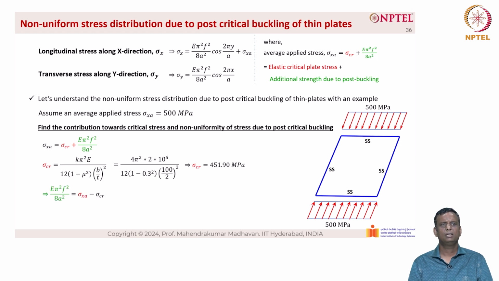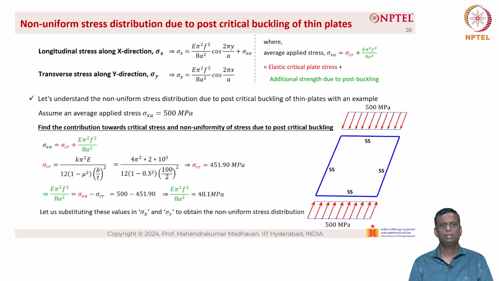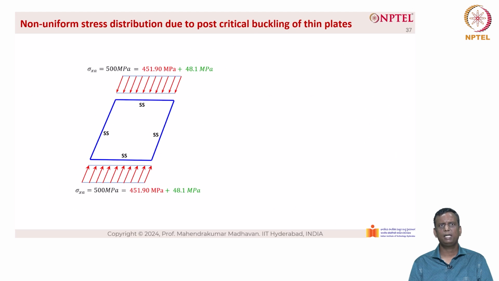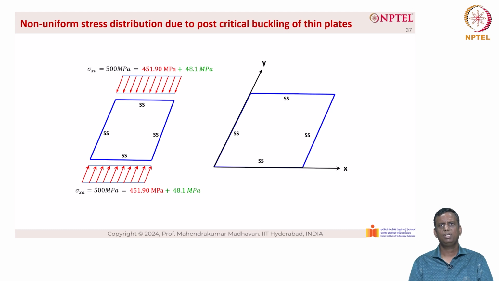Now we know that E pi square f square by 8a square equal to sigma xa minus sigma critical. So we have sigma xa, the applied stress, which is 500, and sigma critical is 451.9. So this value is 48.1 MPa. Now let us substitute these values in sigma x and sigma y to obtain the non-uniform stress distribution. So we have sigma xa equal to 500 MPa equal to 451.9 MPa plus 48.1 MPa. And we have this post-buckling stress that can be determined at various locations. We split the width and the length of the plate into 4 divisions, which is 0, a by 4, a by 2, 3a by 4 and a.